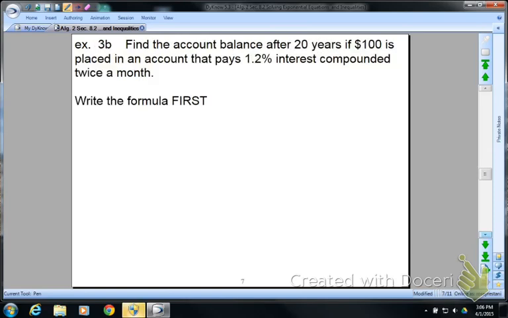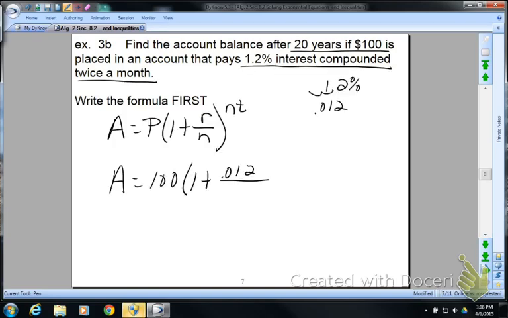Okay, example 3B. Y'all try to do this one by yourself. What do you write first? The formula. Compounded twice a month. How many months are in a year? 12. So how many times will it be compounded in 1 year? What is 2 times 12? 24. 24, and after 20 years.